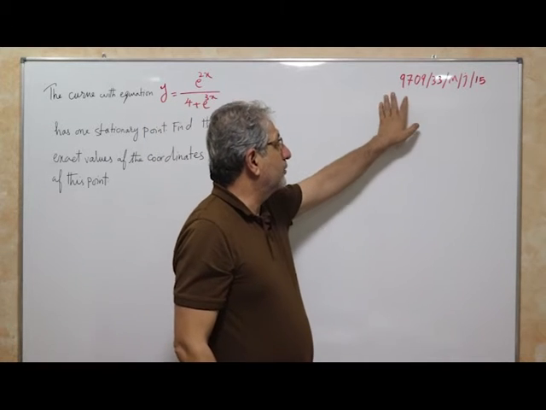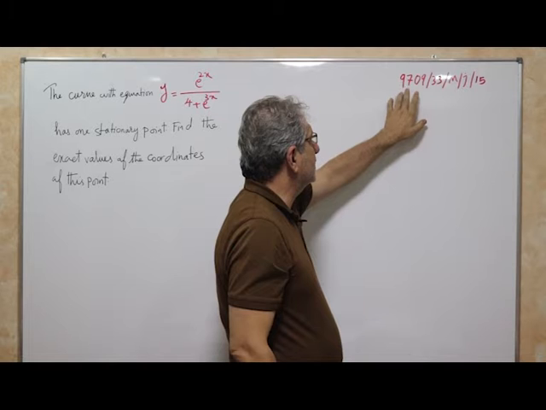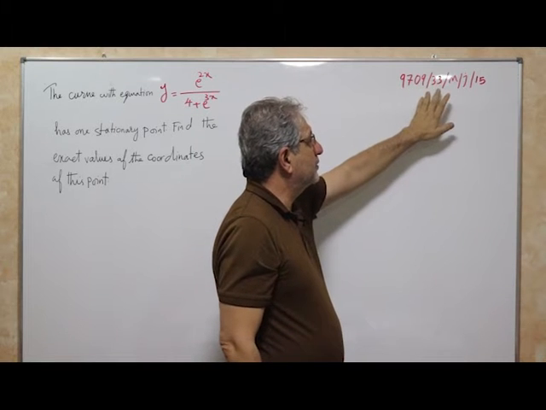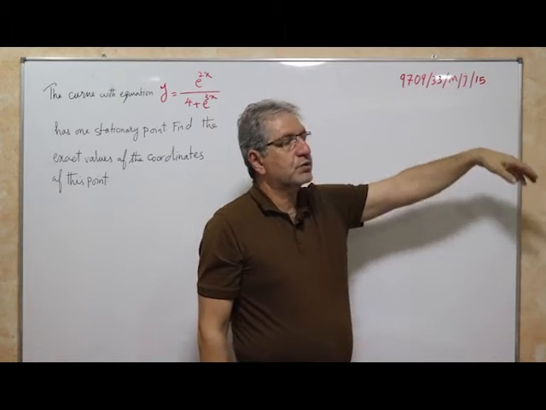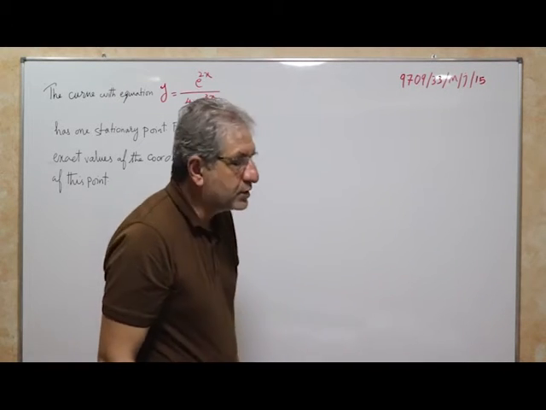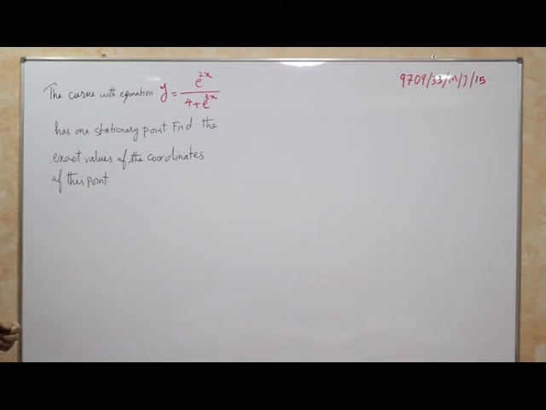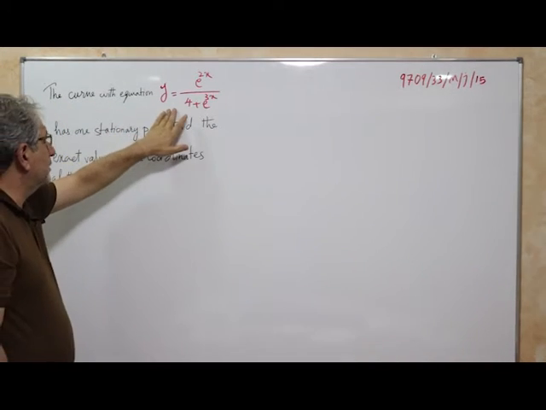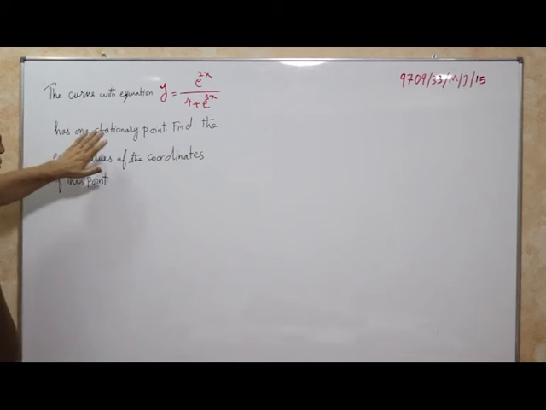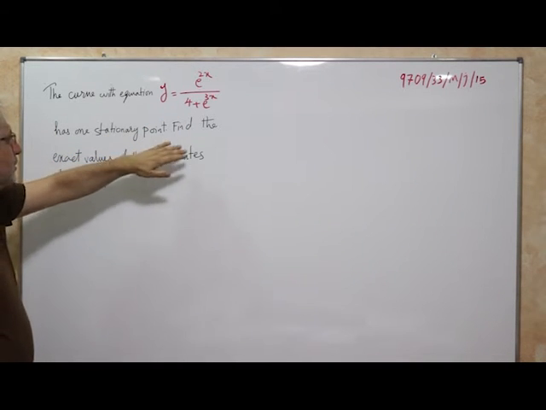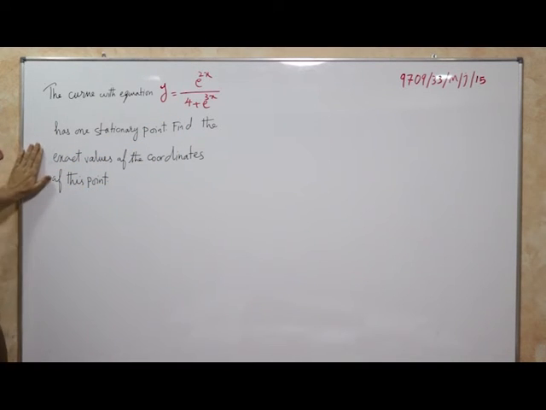This is again from paper 9709, paper 3, variant 3, May-June 2015. The question is on calculus again, and it says that there is a curve with this equation, and it has only one stationary point. We want to find the exact value of the coordinates of this point.